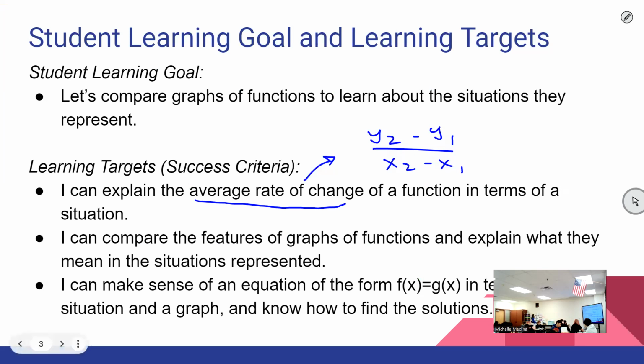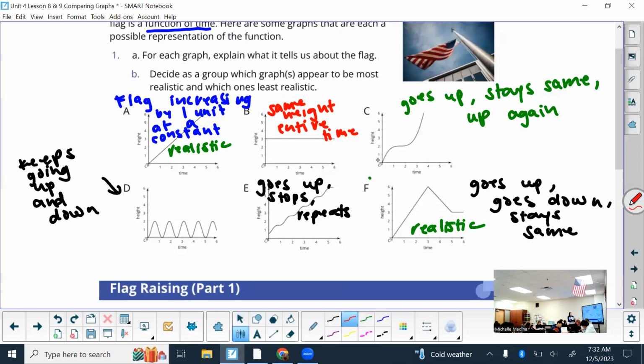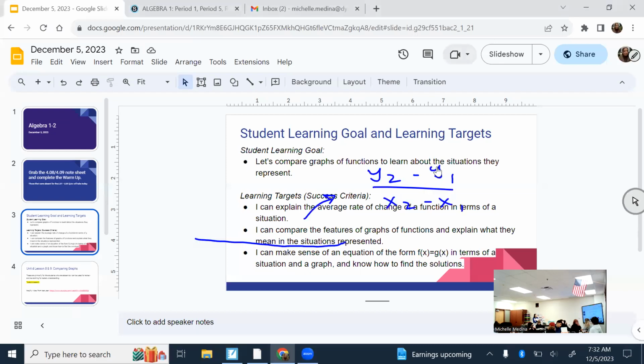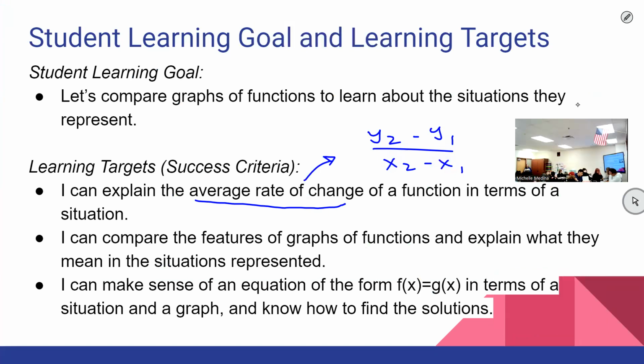Because if I look back at our flags, the average rate of change from here to here on flag C is going to be different from here to here. So we would have to specify what interval you're looking at. So that's going to be the case moving forward. All right, but back to the objective. You got to be able to compare features of graphs and functions and explain what they mean. Make sense of graphs in the form f of x equals g of x, and know how to find solution.